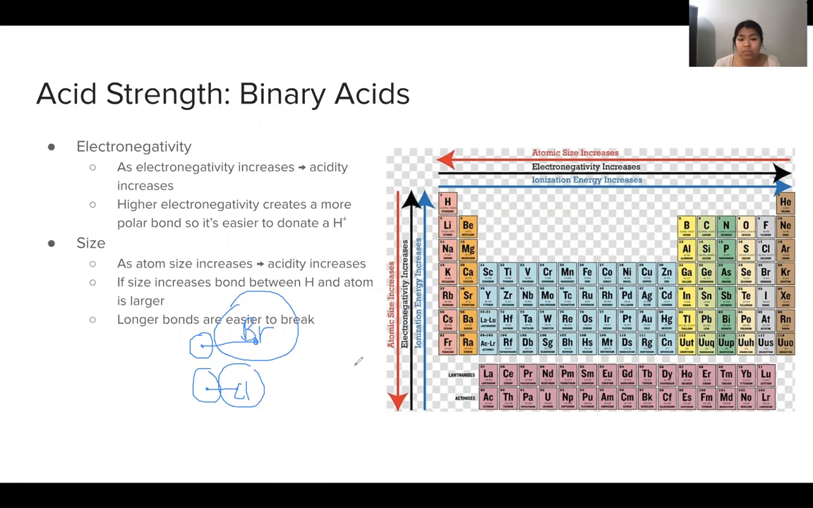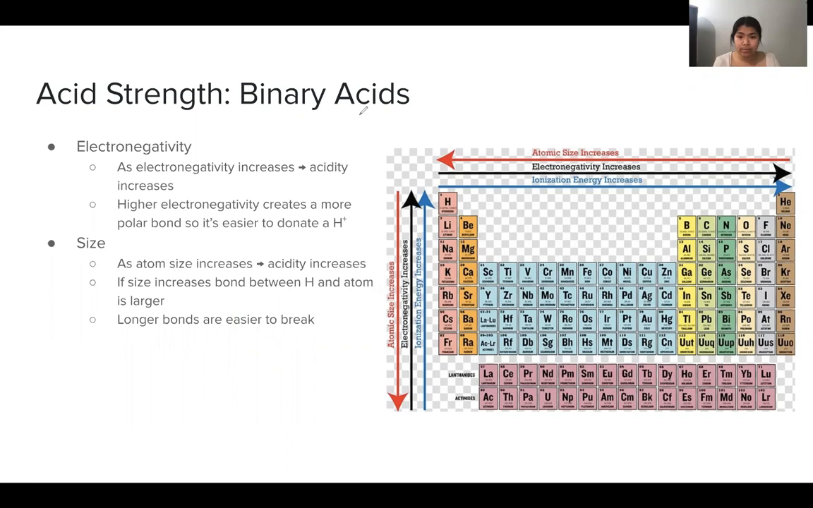The same thing goes for the bonds between these molecules. The longer the bond is, the easier it is to break. The shorter the bond is, the more difficult it is to break. So in terms of acidity, if it's harder to donate that proton, it's not going to be such a good acid, so it's not going to be as strong an acid. Okay, so let's go to the next slide. That's how you determine acid strength between binary acids.